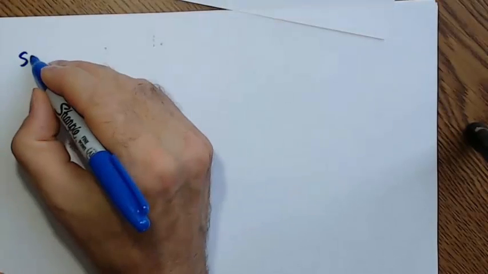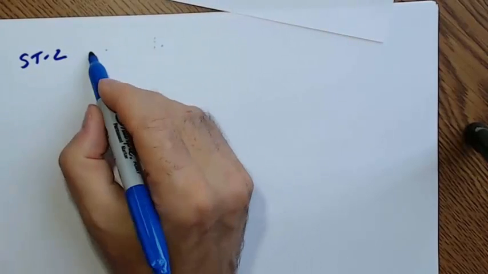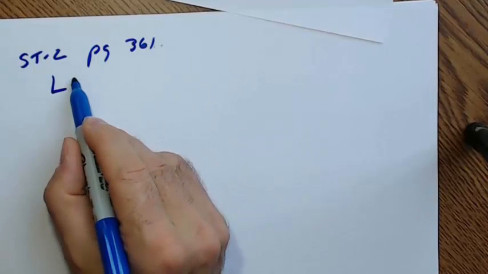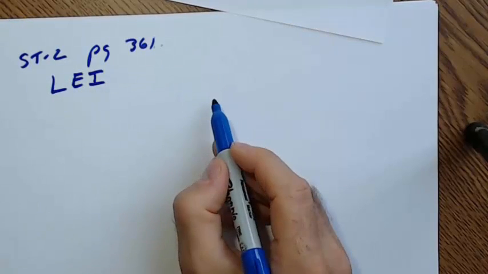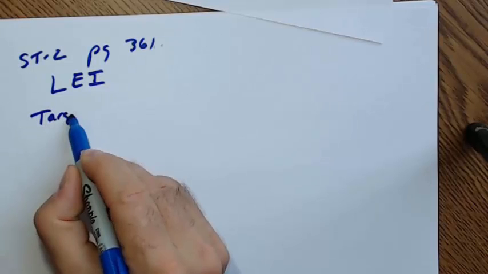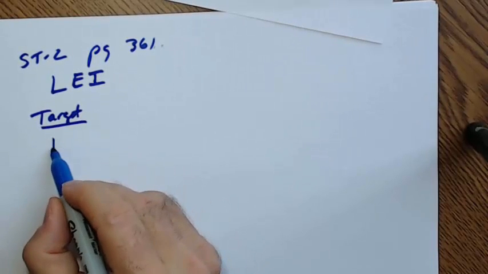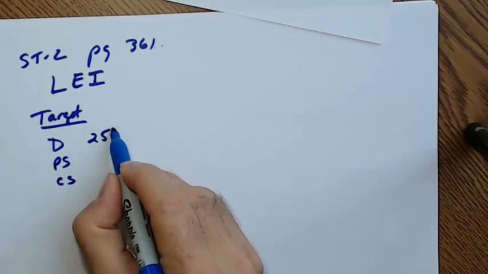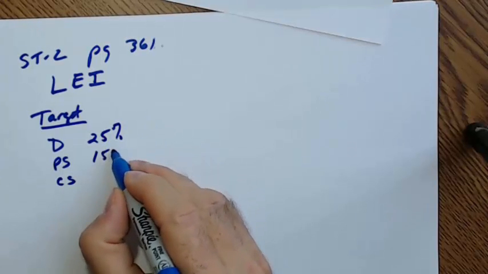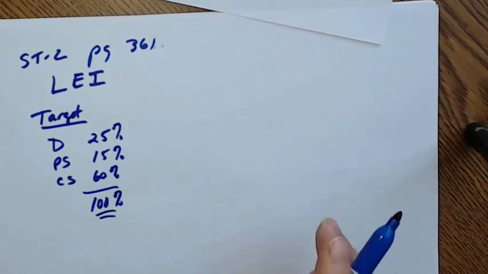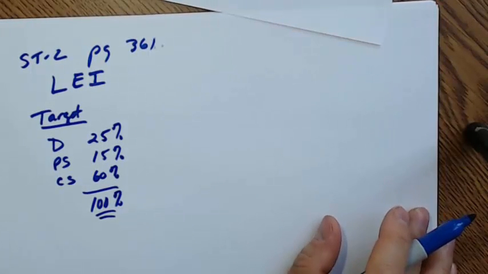Okay, so let me give you the data for ST2, page 361, your text. It's Lancaster Engineering, LEI. It tells you right off the bat it has a target capital structure: debt, preferred stock, and common stock. This is going to be 25%, 15%, 60%, and notice it adds up to 1 or 100%. So that's the first thing given. There are all the weights. That was easy, right?